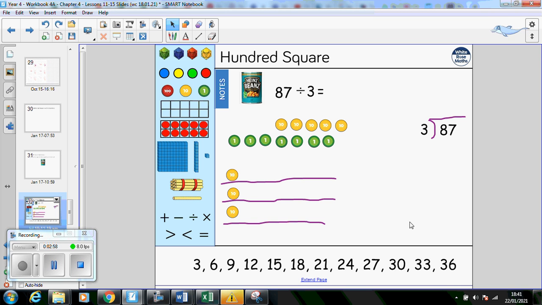But how far does that get me? How close do I get to 80? Well, let's try 20 cans of beans on each shelf. I've nearly used up most of my 87 now. How many have I used up? I've used up 20, 40, 60 cans of beans.